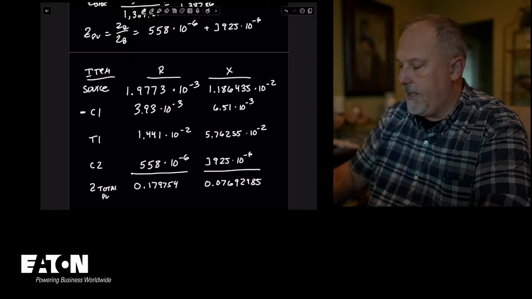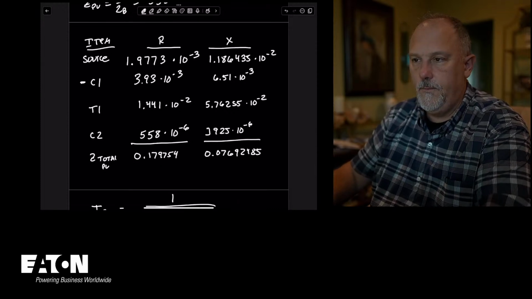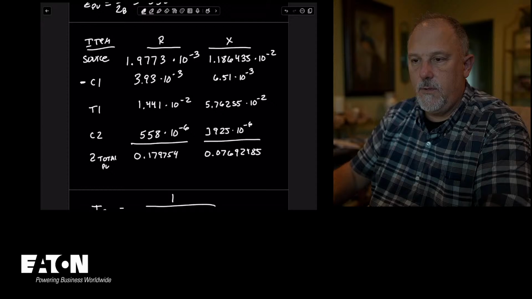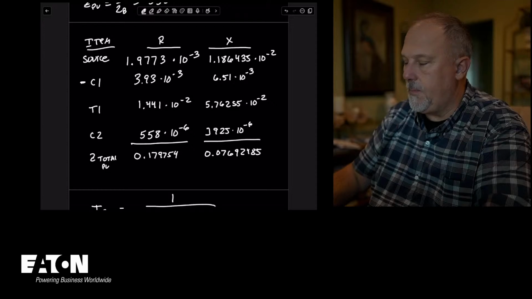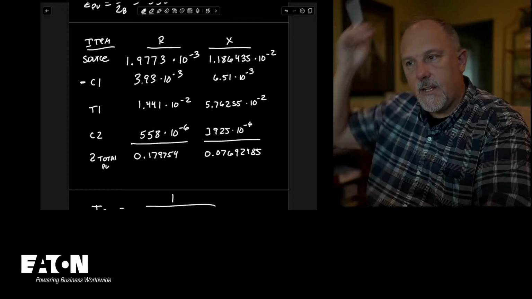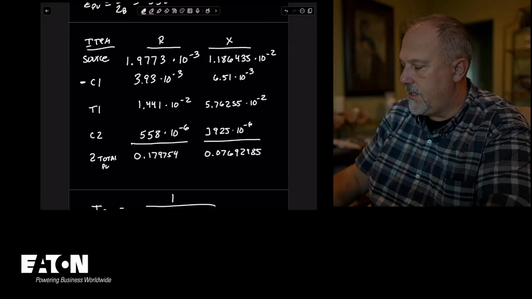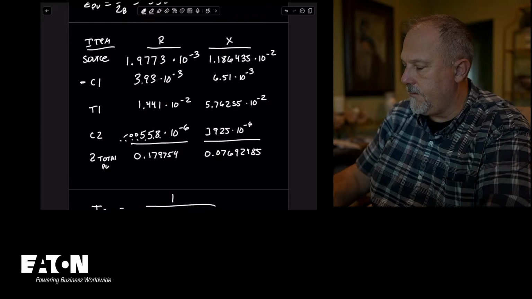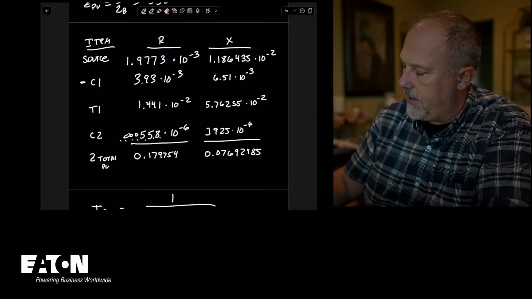Let me double check my T1. I believe my T1 is good. C2. Let's double check C2. That should be conductor 2. That's on the secondary of the transformer, 0.029, 558. So this would be 1, 2, 3, 4, 5, 6. 0.000558 and 0.000925. All right, so we're good.